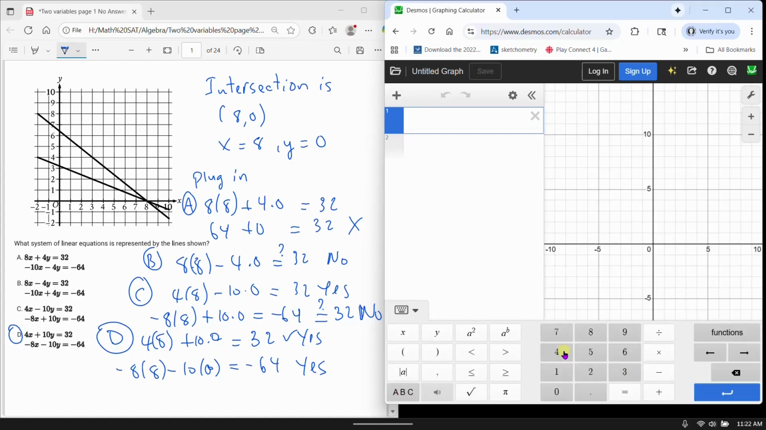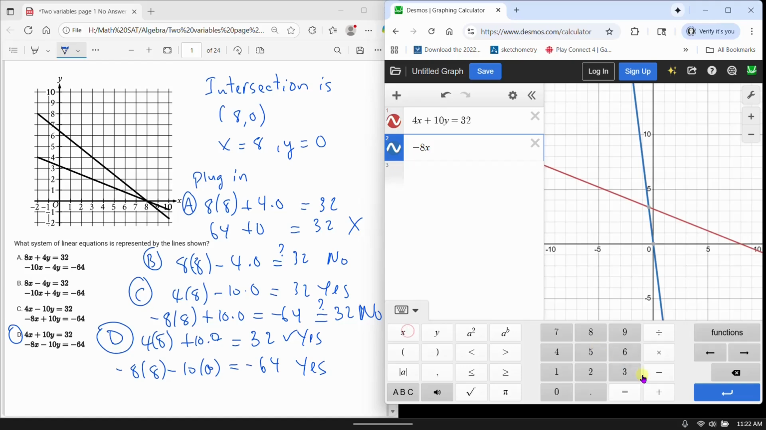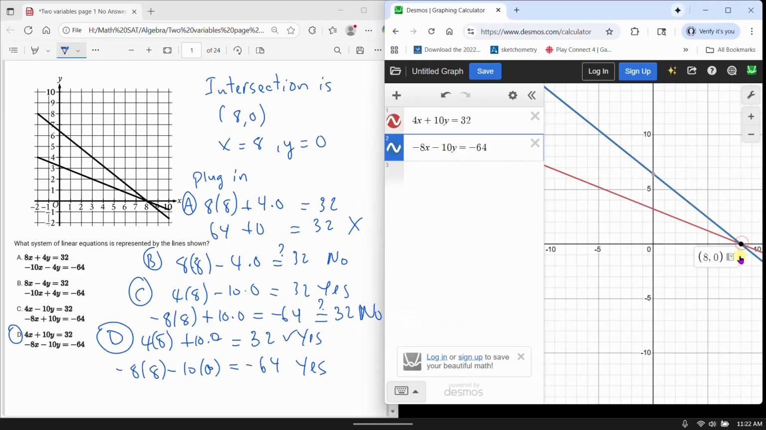So you're going to put 4x plus 10y equals 32. Then you want to move on to the second equation. You're going to put negative 8x minus 10y equals negative 64. So now that's what the intersection is. Now this graph looks exactly the same as the graph in the question, so we know D is right.